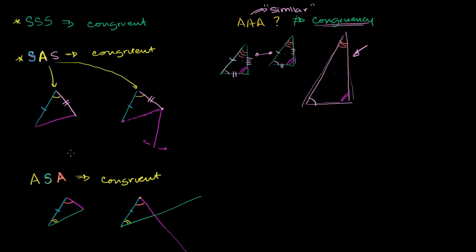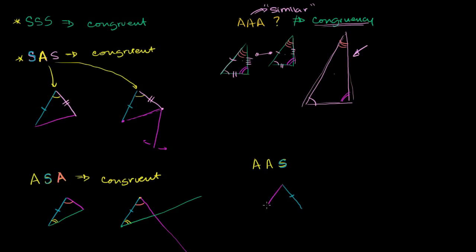Now let's try angle, angle, side. So once again, let's have a triangle over here. It has some side. So this one's going to be a little bit more interesting. So it has some side. That's the side right over there. And then it has two angles. So let me draw the other sides of this triangle.